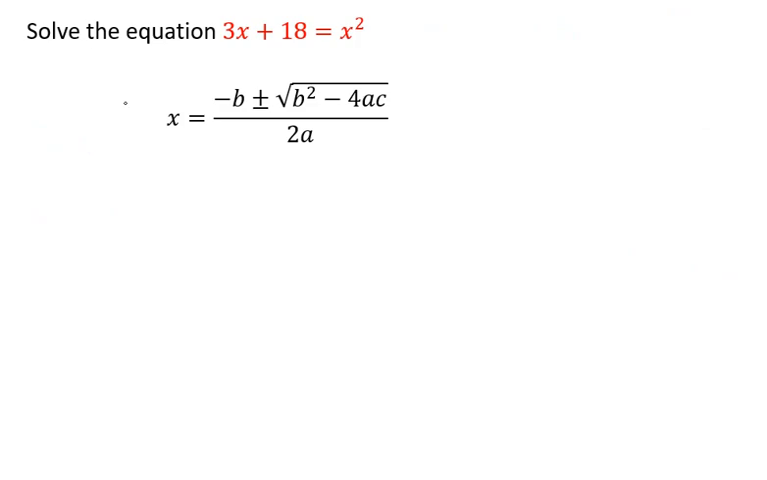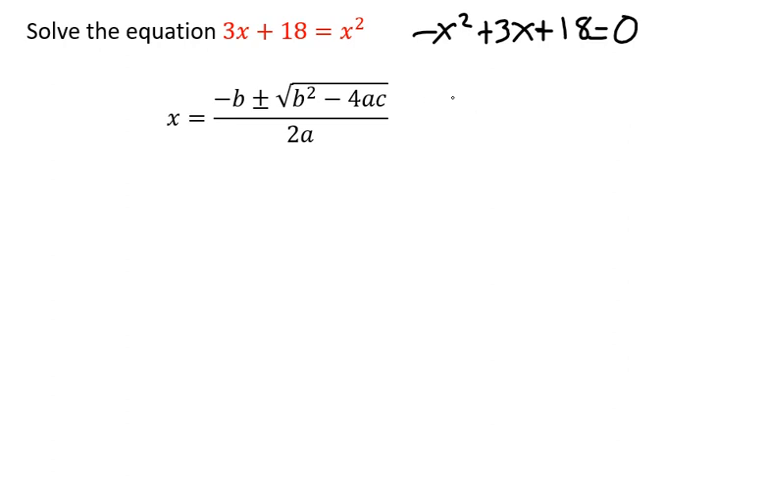3x plus 18 equals to x square. So, una, gawin muna natin yung standard form. Paano siya magiging standard form? So, yung x square, ilipat natin sa kabila. So, kapag nilipat natin sa kabila yung x square, yan ay magiging negative x square. And plus 3x plus 18 equals to 0. So, yan, naka-standard form na siya.